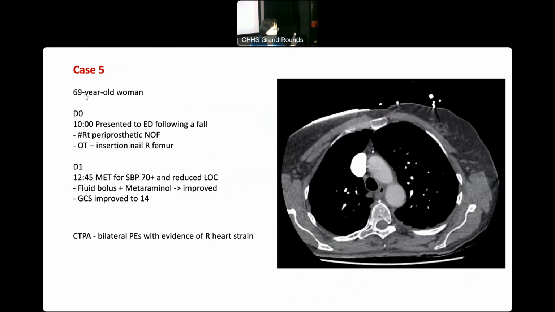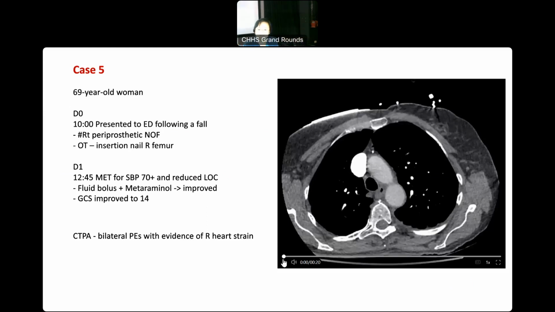A 69-year-old woman presented to ED after a fall. Then she had a fracture. She went to theater, had an ORIF, and had a nail put in. The next day, at midday, she had back pain. Suddenly her systolic was in the 70s. She also became unconscious. She was given a fluid bolus and some metaraminol, and she improved, but her blood pressure was not supported. Then we managed to get her to the CTPA prior to coming to ICU.